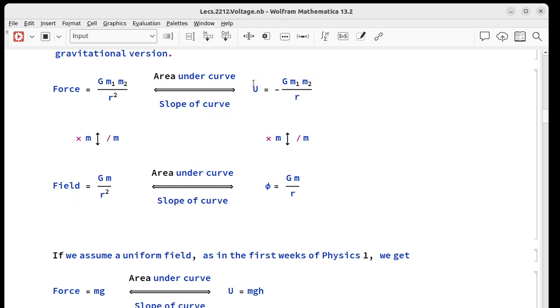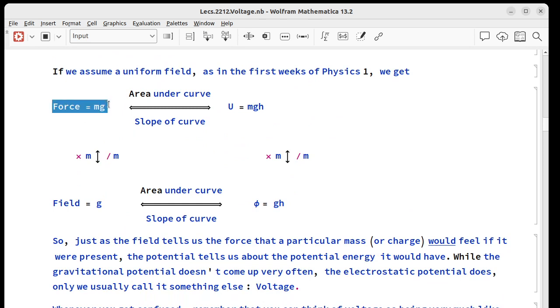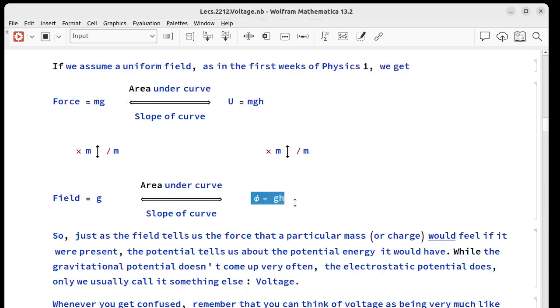Same thing over here with gravitational potential energy and this gravitational potential thing that, as I said, we really don't use. To make it a little bit easier, if we were doing this for the uniform field in the first few weeks of Physics 1, then our force is just mg, our potential energy curve is mgh, the slope of that curve is the force, the area under the force curve is potential energy. Then our field becomes just g, and our potential, which we didn't use, would be just gh.